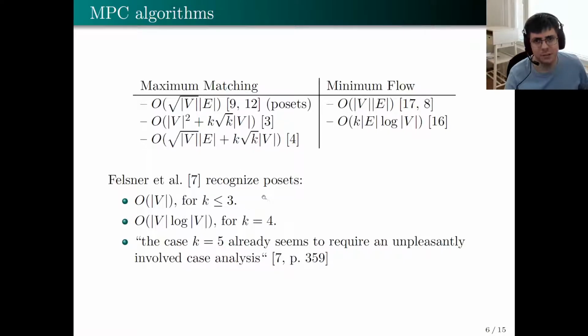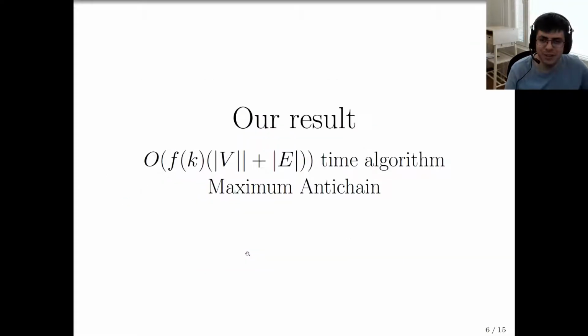Recognizing posets of bounded width. They show how to recognize posets of width at most 3 in linear time, and of width 4 in linearithmic time. But they state that their combinatorial approach seems to require an unpleasantly involved case analysis for the case k equals 5 onwards. Our result is a linear time parameterized algorithm for computing a maximum antichain, and therefore the width of the DAG.